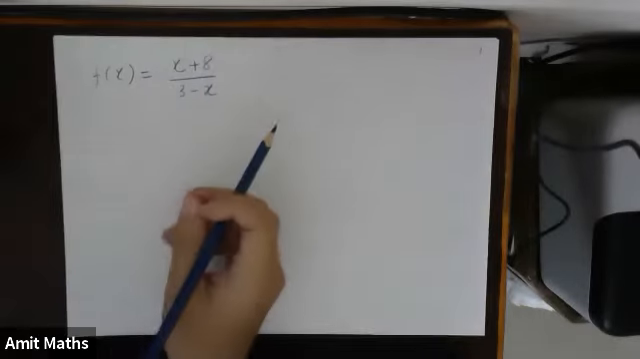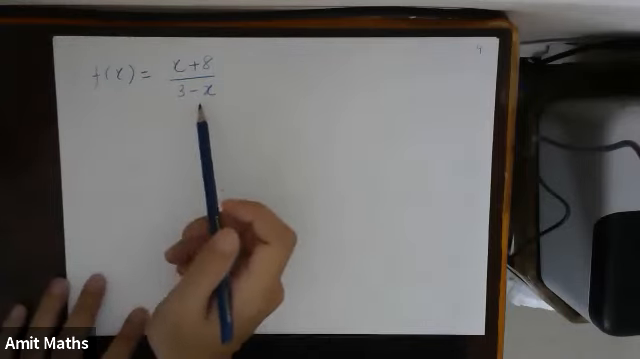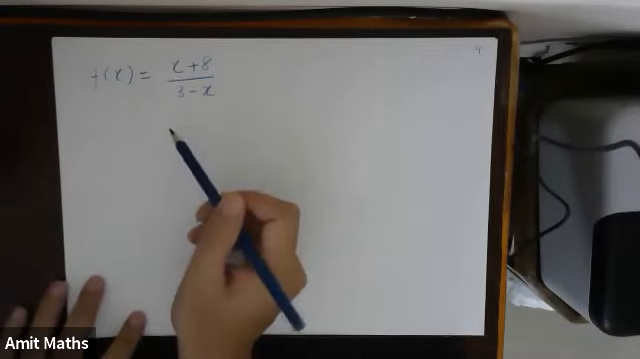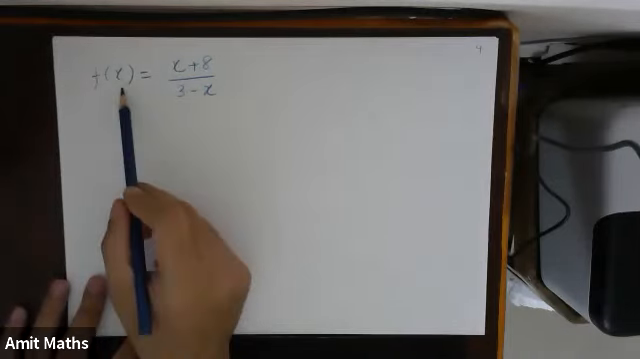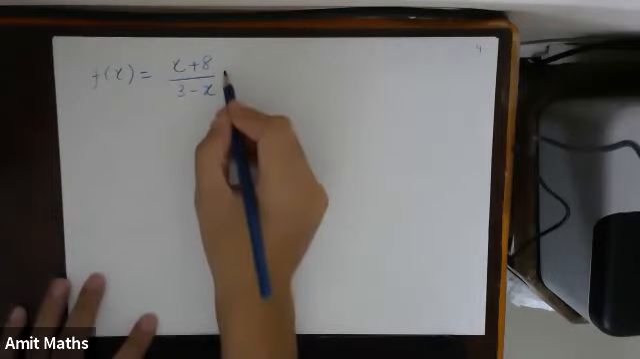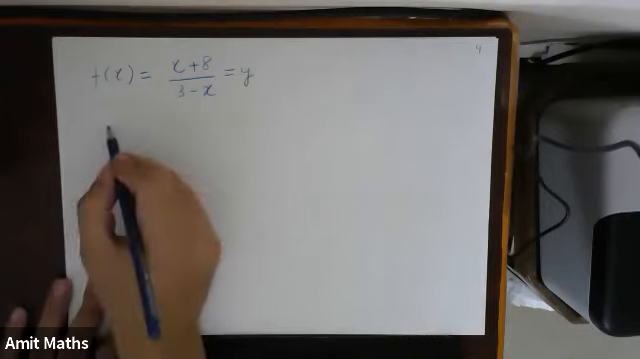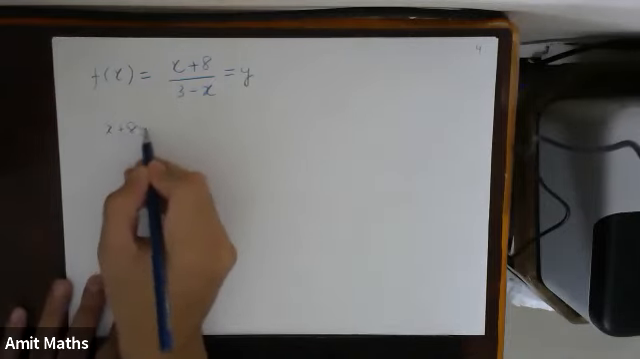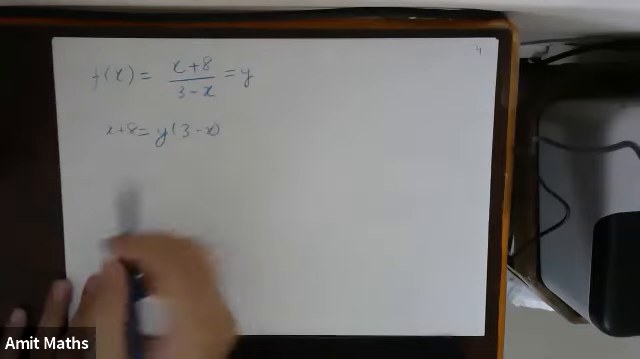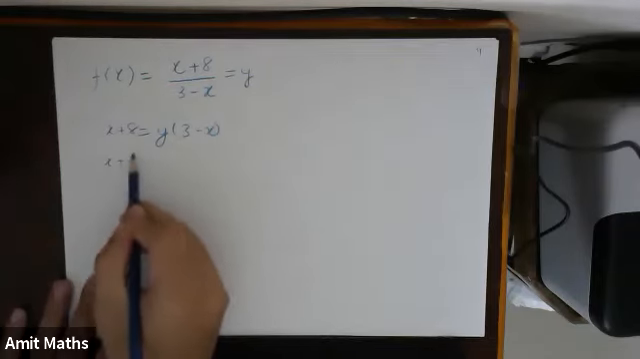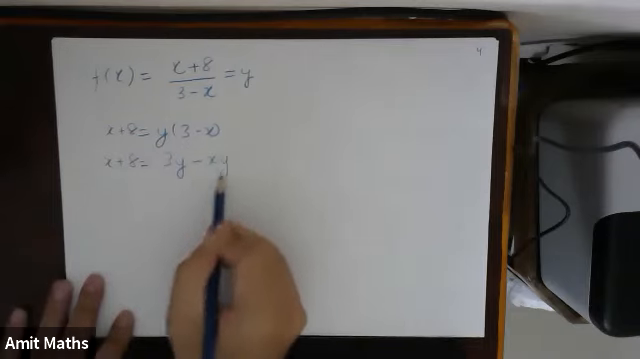Okay, so let's see. This is f of x equals x plus 8 upon 3 minus x. We know the algorithm: first we'll try to write x in terms of y. So I'll take this equal to y. Now I'll cross multiply. So this becomes x plus 8 equals y into 3 minus x, and so x plus 8 equals 3y minus xy.